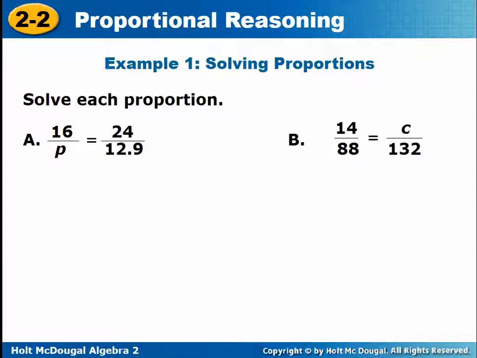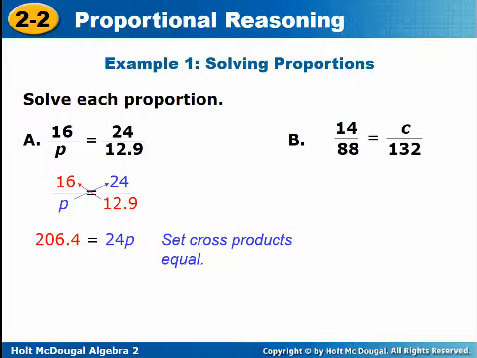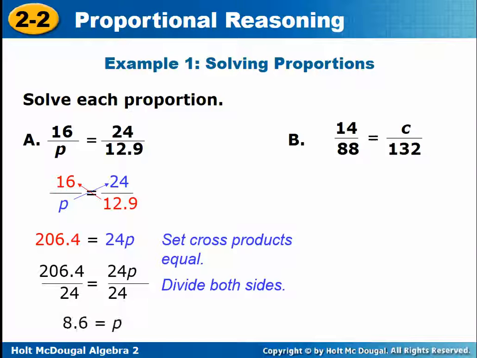To solve a proportion, you just say that the cross products are equal. So you're going to write an equation where 16 times 12.9 is equal to P times 24. And you can write those in either order. So instead of P times 24, you can write 24 times P. And 16 times 12.9 is, use your calculator, 206.4. Then we just solve by dividing by 24. So we find out that P is equal to 8.6. And you can check this by checking if 16 times 12.9 is equal to 8.6 times 24. And you should get the same thing because cross products are equal.